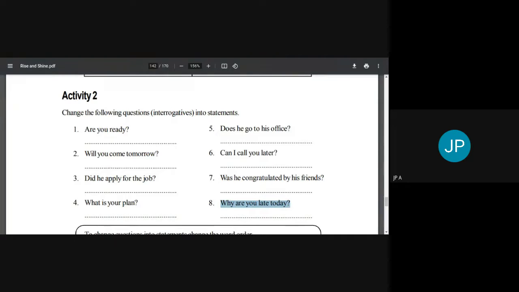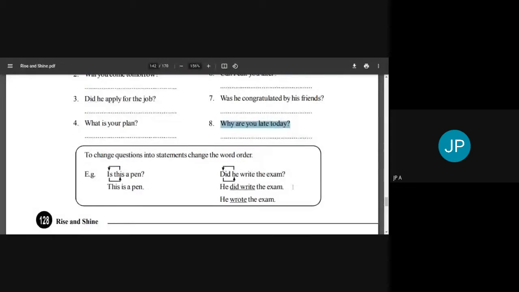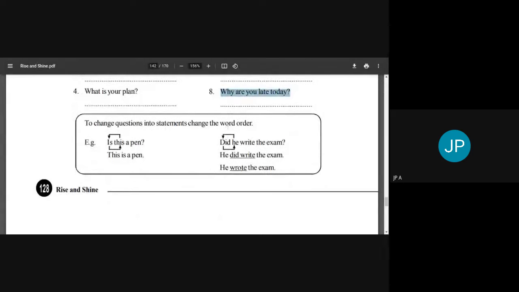Yes, Shima, that's right. You are late today has become a statement. So, you are late today. Okay, yes, Safina, that's right. So I think now it is clear how you can change the statements by changing the word order.